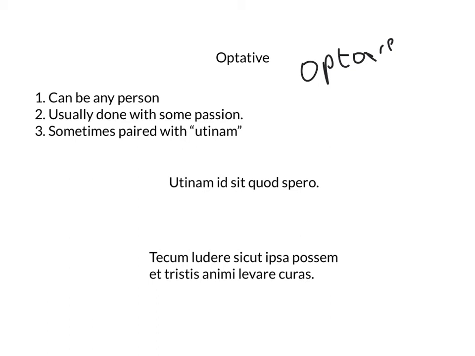So there it is. It could be any person. It's usually done with some passion, so you might see exclamation points. You might not. Actually, the last one, I've seen many publishers put an exclamation point there, so I'm going to insert one there. It's sometimes paired with utinam. When you see utinam, you're almost like, that's an optative subjunctive. That's like one of those words where you're like, aha, that's giving it away right there.